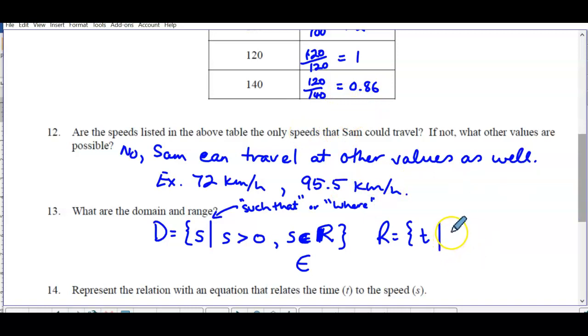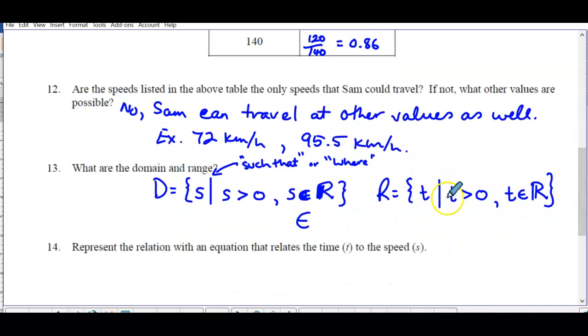Okay, so this will be t greater than 0 as well. And then t is an element of the set of real numbers, and close your brackets. Okay, so that is called set builder notation. So this is called set builder notation for domain and range. Because in Math 30, you'll learn another way of showing domain and range.